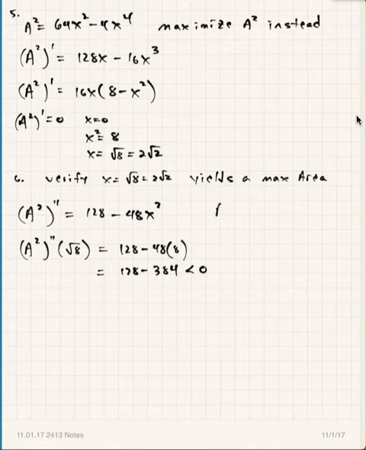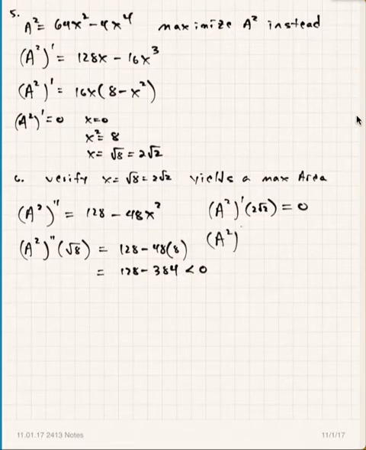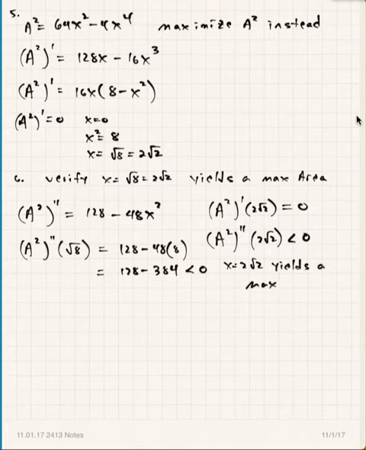So what do we know? That A squared prime of 2 square root of 2, or the square root of 8, is equal to 0, then A squared double prime evaluated at 2 square root of 2 is negative. And so that means the function's got to be concave down at that spot, means that x equals 2 square root of 2 yields a maximum area.